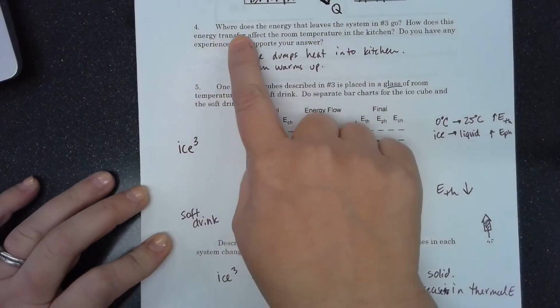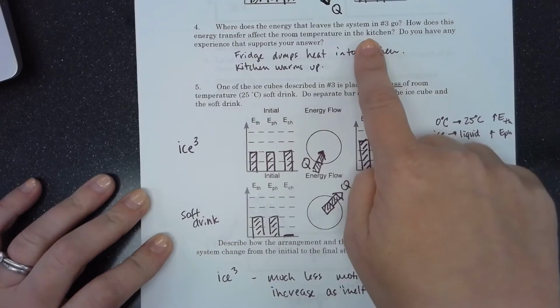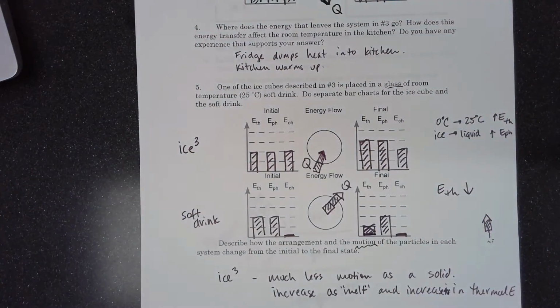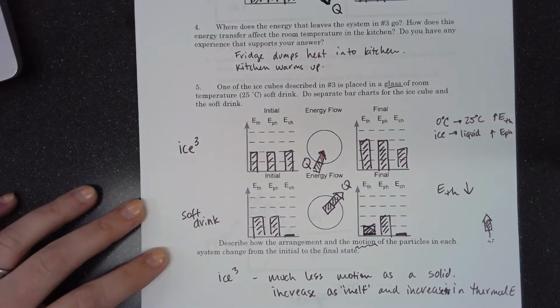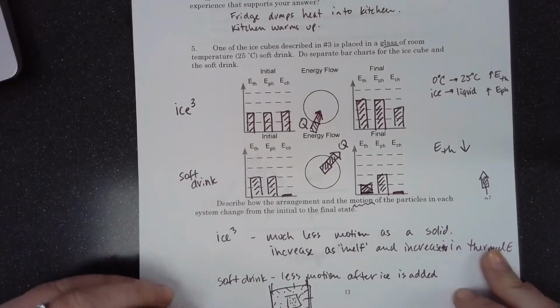So, firstly, for number 4, where does the energy that leaves the system go? How does this energy transfer to affect the room temperature in the kitchen? Do you have any experience to support your answer? What happens with the refrigerator is once it pulls the heat out of your food, it has to dump it somewhere, and so it uses some fans and some pumps to push that heat out into the kitchen. Normally there's kind of a warm spot near your fridge. That heat is coming from your food. It's kind of interesting. The effect is that your kitchen warms up. So that's what happens to the heat in your food. It ends up in your kitchen.